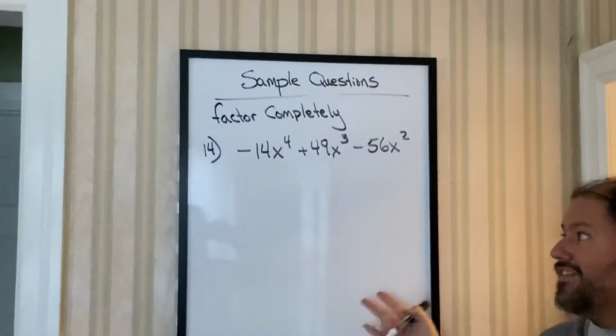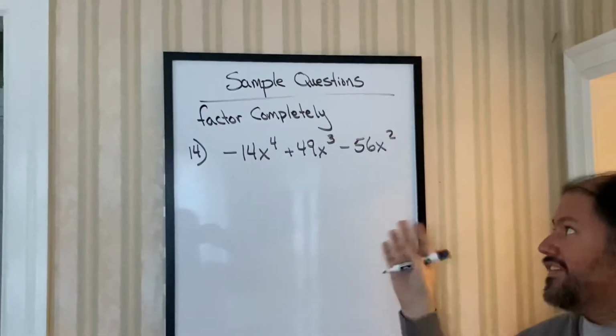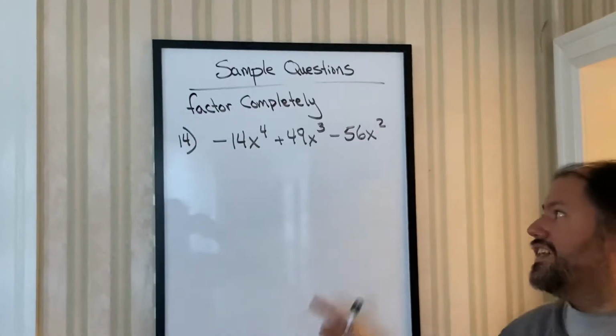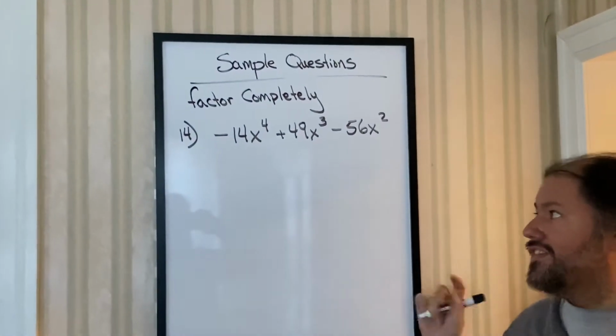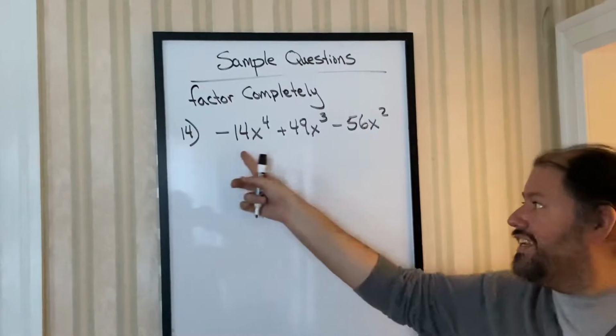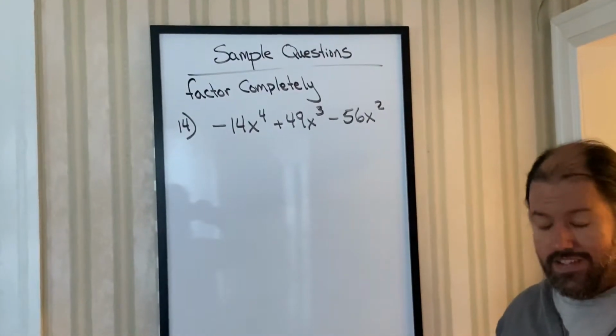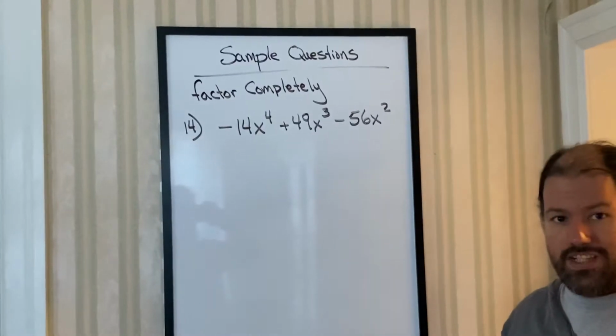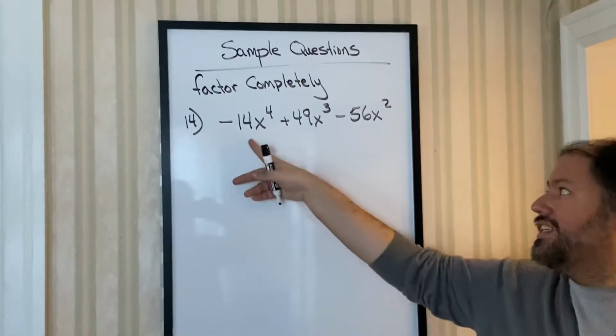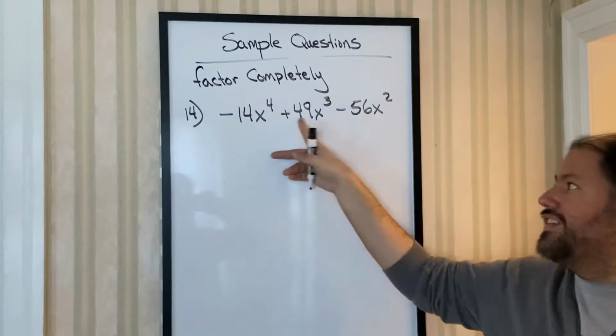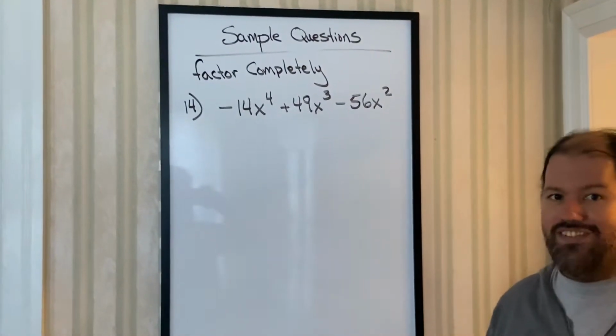Okay, so we got another one. We're getting close to the end here with the factoring completely. Again, this is basically a summation of all the types of factoring that we have learned. Remember, your first step when it comes to any type of factoring completely is see if there's a GCF. You can clearly see, yes, we have a GCF.